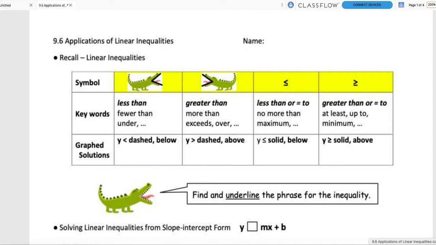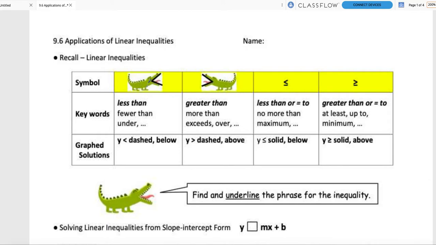Welcome to lesson 9.6, Applications of Linear Inequalities. This is Miss Fleming, and this is actually a chapter 9 lesson, but as you know, we went on spring break, so we didn't include this in the chapter 9 test. So we pick it up here. There's also lesson 9.6, which is going to be linear systems of inequalities. All right, so let's review a little bit.